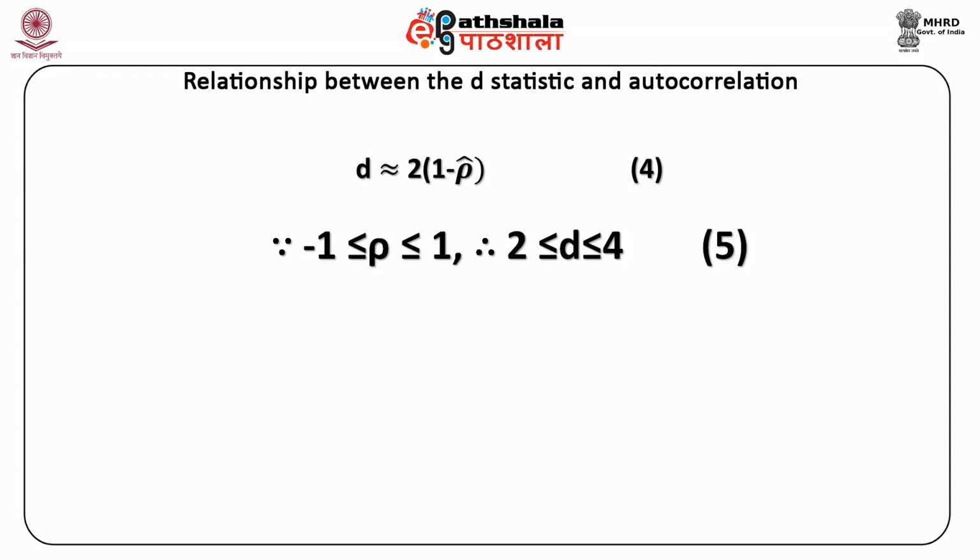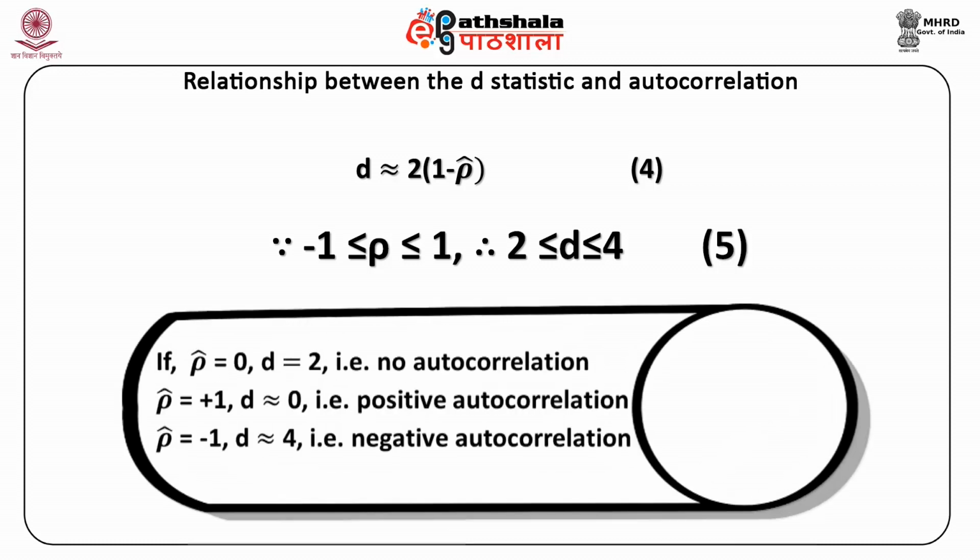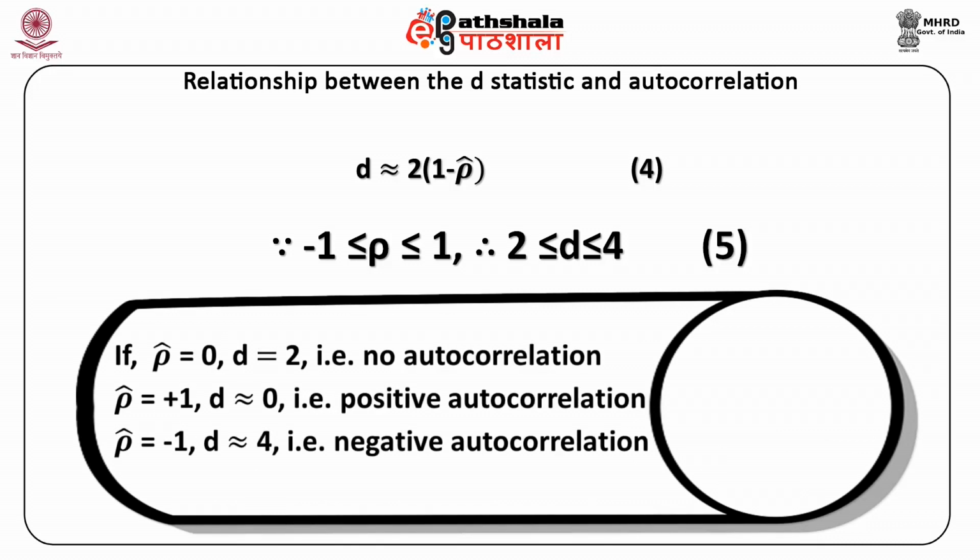From this equation 5, it follows that if rho hat is equal to 0, D is equal to 2, which means no autocorrelation. Similarly, if rho hat is equal to plus 1, we get D approximately equal to 0, therefore positive autocorrelation. If rho hat is equal to minus 1, D is equal to 4, that means we have negative autocorrelation.